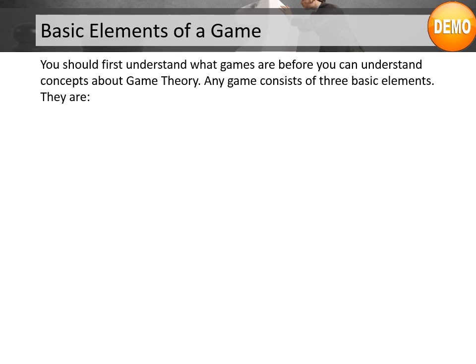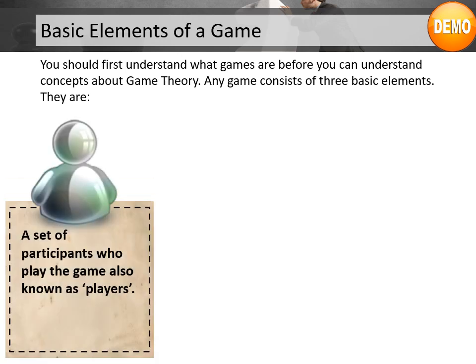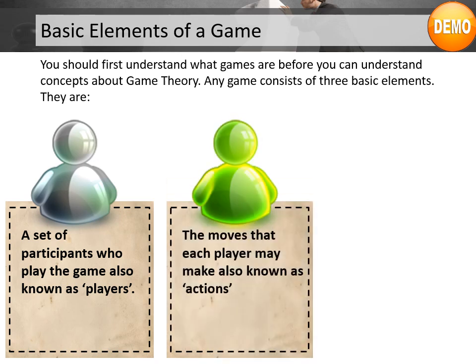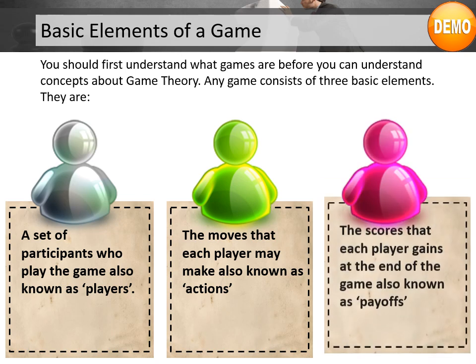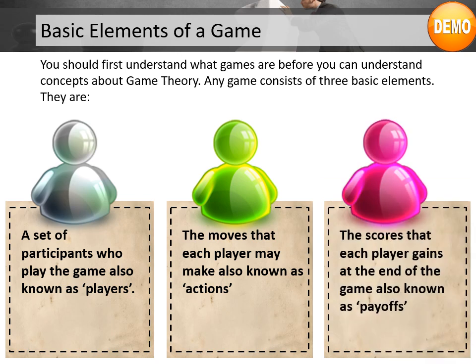Basic elements of a game. You should first understand what games are before you can understand concepts about game theory. Any game consists of 3 basic elements. They are a set of participants who play the game, also known as players. The moves that each player may make, also known as actions. The scores that each player gains at the end of the game, also known as payoffs.